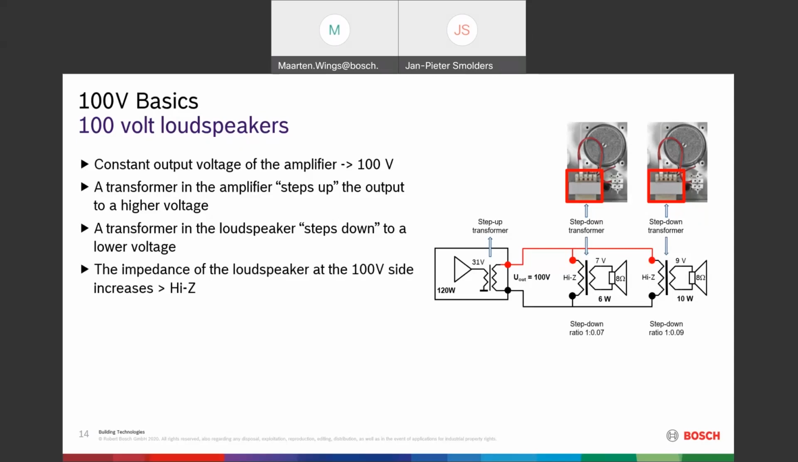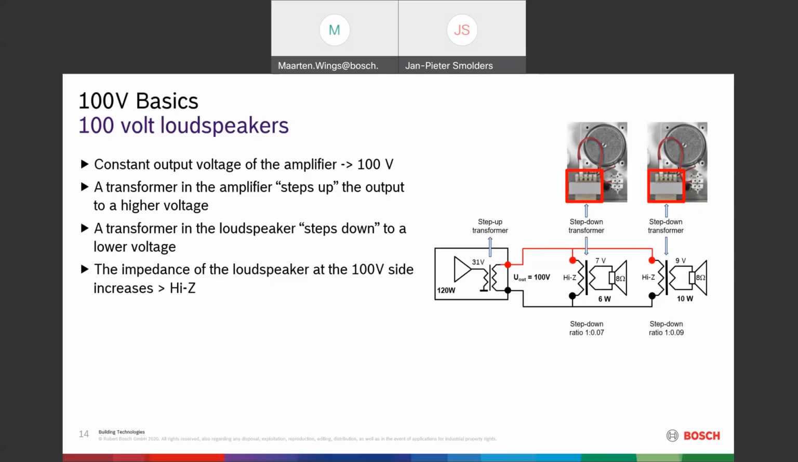The voltage that is transformed down is different as well. If you look closely, the first 6-watt loudspeaker needs a voltage of 7 volts, and the second one of 10 watt will require a voltage of 9 volt. So that is what basically the 100 volt system does.